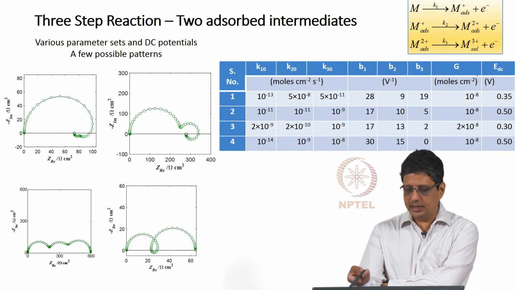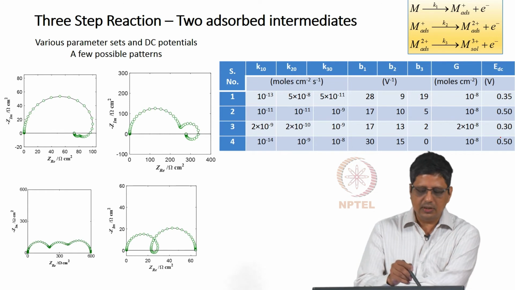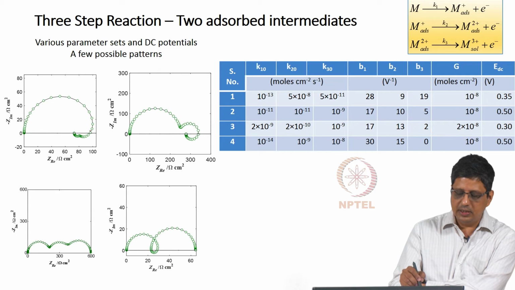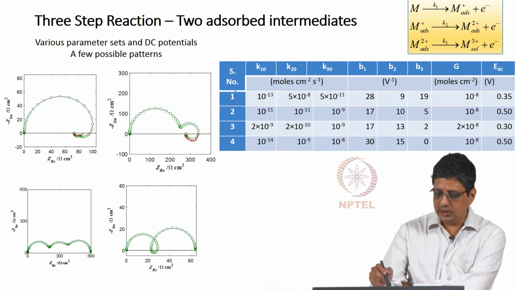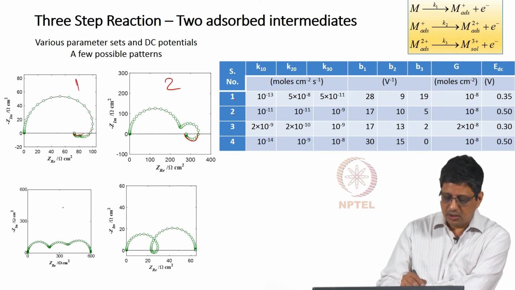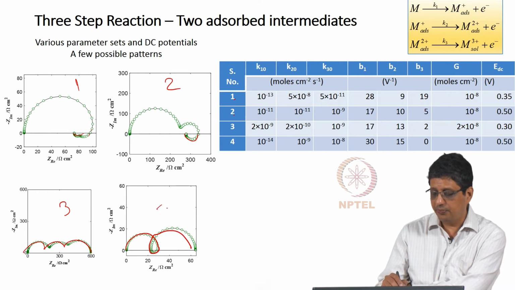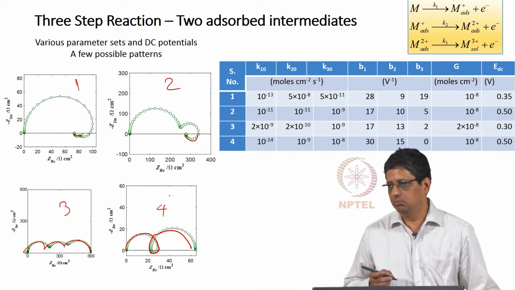What I have done is taken that equation, given different sets of kinetic parameter values and chosen certain DC values and created the spectra. You can see one capacitive loop and 2 inductive loops here, one capacitive loop, another capacitive loop with inductive loop. This is the first one, second one. Third one, I got 1, 2, 3 capacitive loops. Fourth one, I got capacitive, inductive and capacitive. This is just to say that all these things are possible.